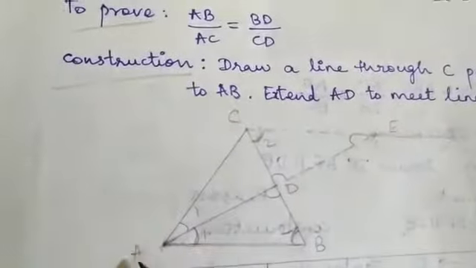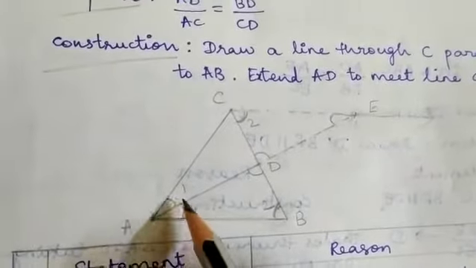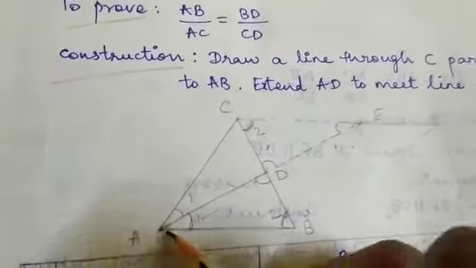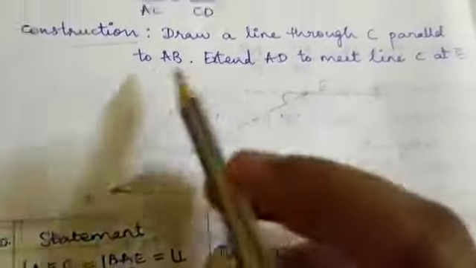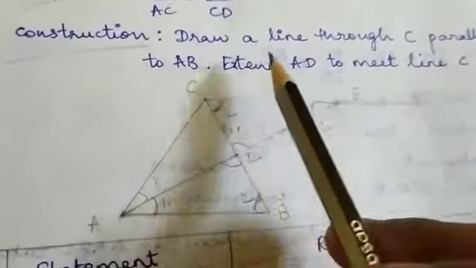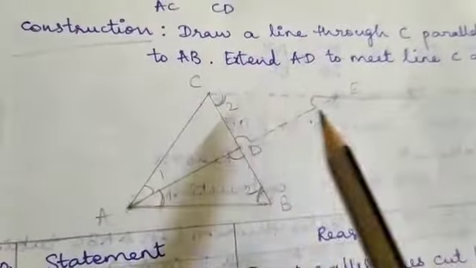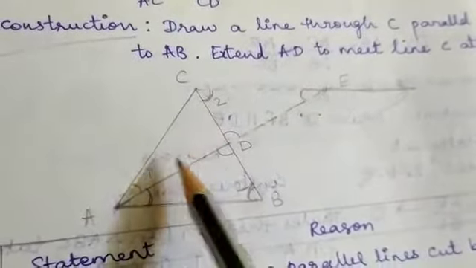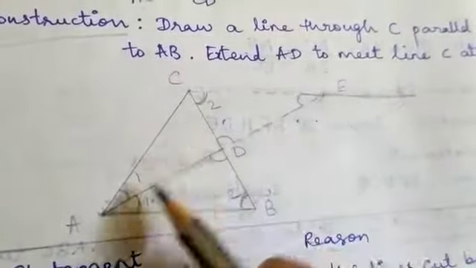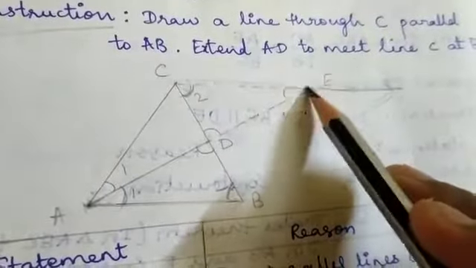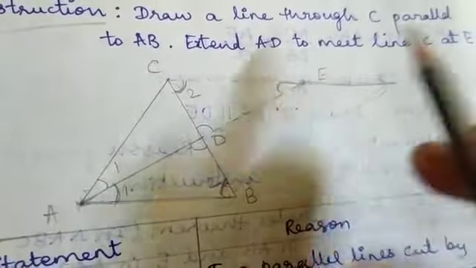So ABC is our triangle, and AD is the angle bisector. What we are going to prove is AB divided by AC equal to BD divided by CD. How can we prove this? We should draw a construction. We should draw a line parallel to AB from C. So the line will be like this. Then we should extend AD to meet the line which we started drawing from the point C, and we'll mark it as E.